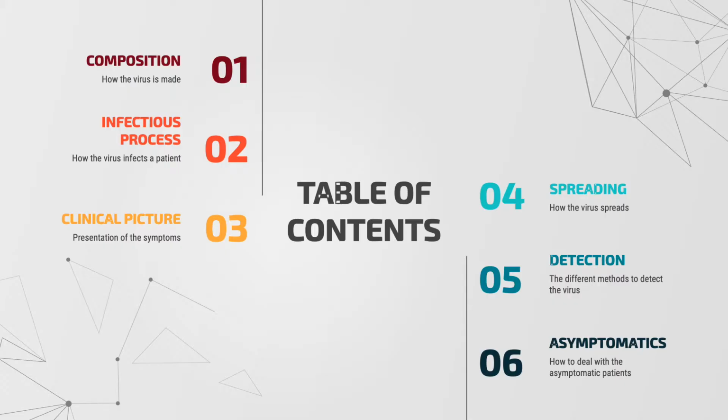So during this video, we'll present you 6 different things. First of all, the composition of the virus, then the infectious process. In the third time, we'll see the clinical picture. Then we'll see how the virus spreads. Then in a fifth part, the detection of the virus. And finally, we'll study more the case of asymptomatic patients.